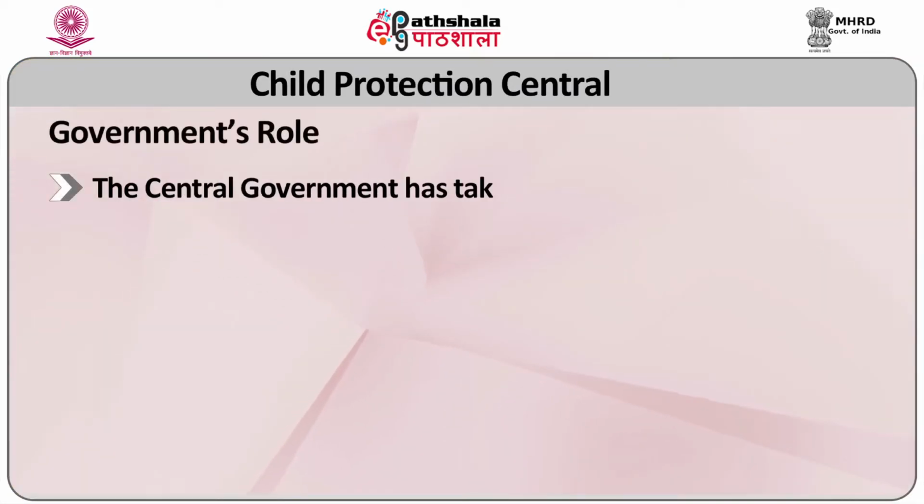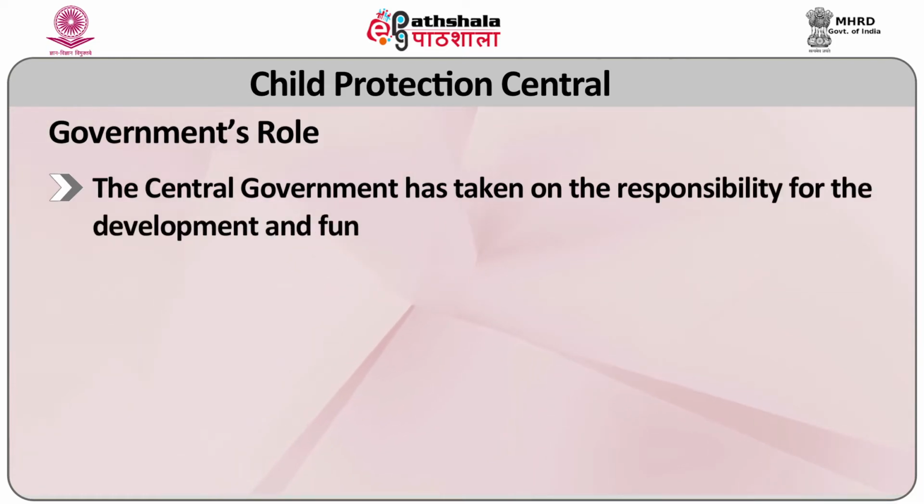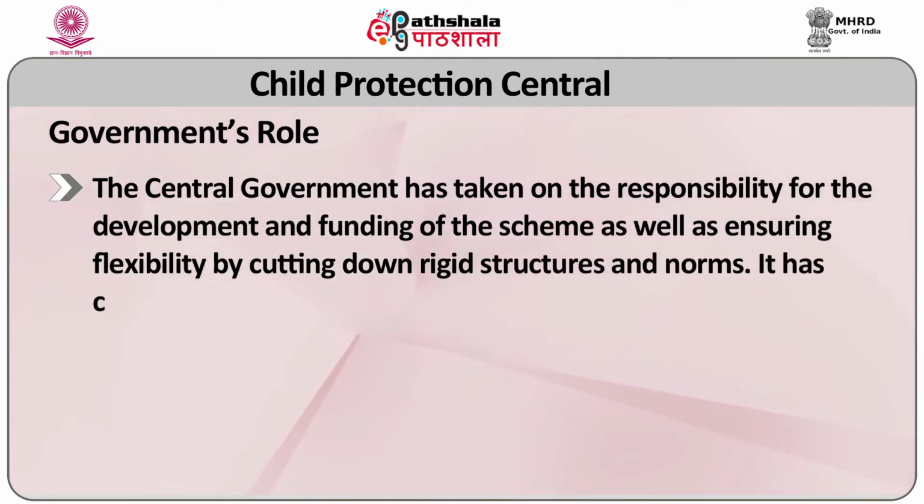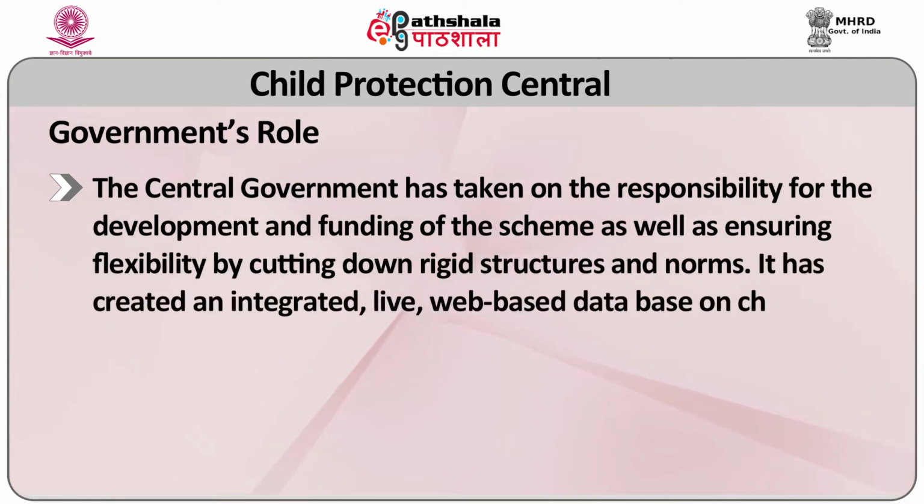Therefore, the Integrated Child Protection Scheme is implemented as a government-civil society partnership under the overarching direction and responsibility of central and state governments. The scheme envisions all concerned stakeholders coming together to work for a common goal, to create a protective environment for children in the country. The central government has taken on the responsibility for the development and funding of the scheme, as well as ensuring flexibility by cutting down rigid structures and norms.